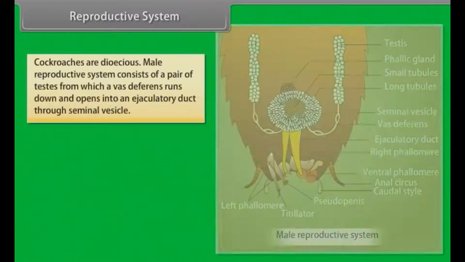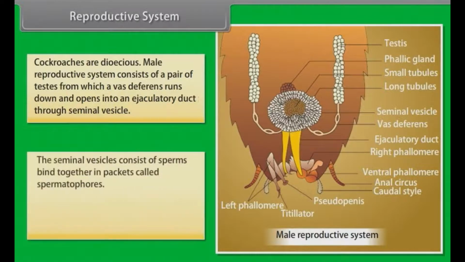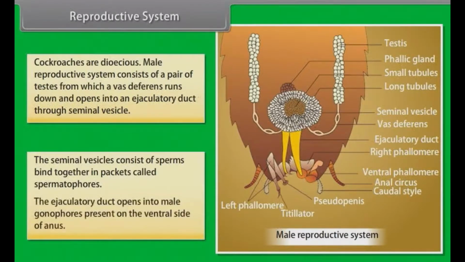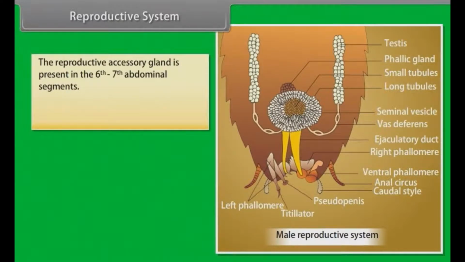Reproductive system. Cockroaches are dioecious. The male reproductive system consists of a pair of testes from which a vas deferens runs down and opens into an ejaculatory duct through the seminal vesicle. These seminal vesicles contain sperms bound together in packets called spermatophores. The ejaculatory duct opens into the male gonopore on the ventral side of the anus. The accessory reproductive gland is present in the 6th and 7th abdominal segments. The external genital pores are represented by the male gonapophysis.